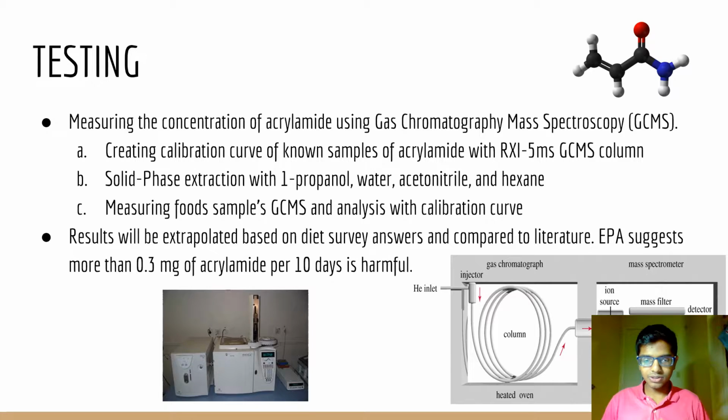And with that concentration curve, we can extrapolate the data based on the diet survey answers. So if a student was having this food 5 times a day, 5 times a week, and we know how much acrylamide is in one meal of the diet, then we can figure out how much acrylamide the student is intaking over a week. And the EPA suggests that we should not have more than 0.3 milligrams of acrylamide for every 10 days. If we have beyond that, it's extremely harmful, and there has been many cases of individuals developing various cancers and neurodegenerative disorders over time.